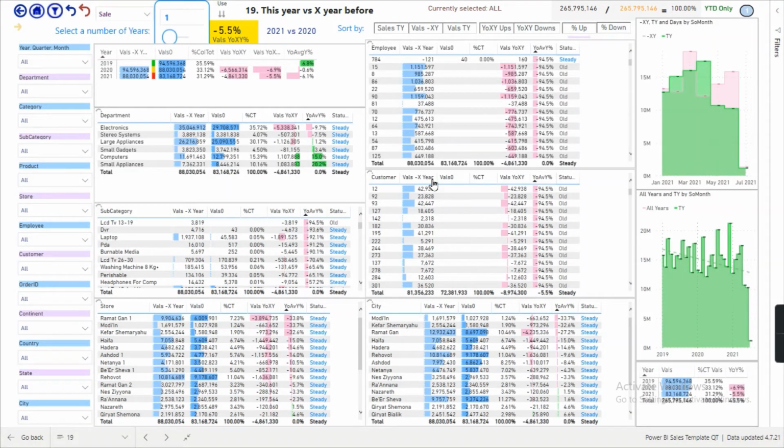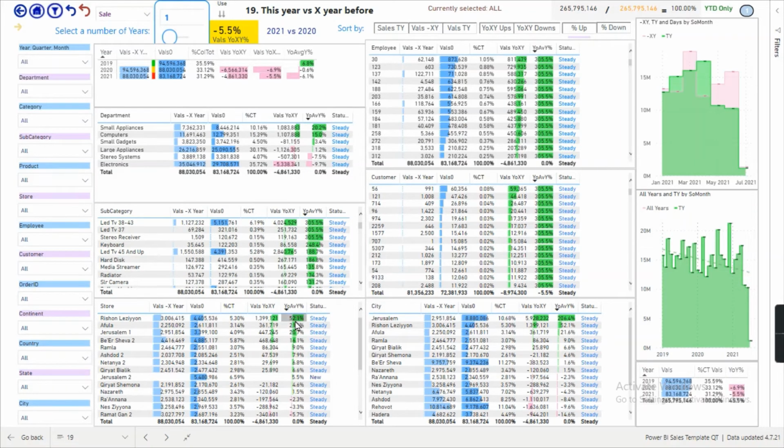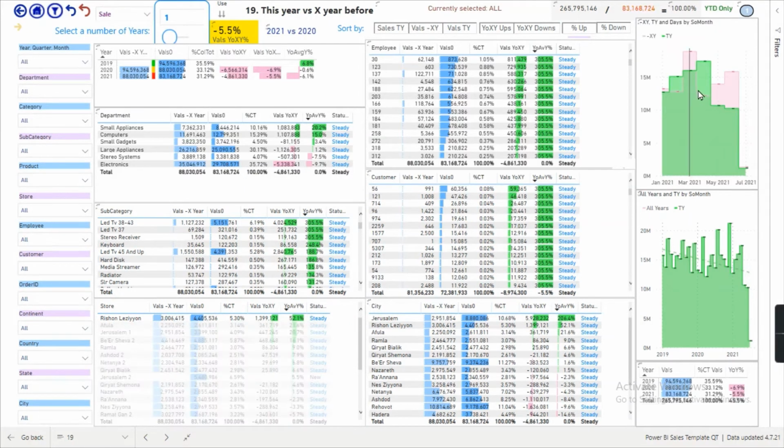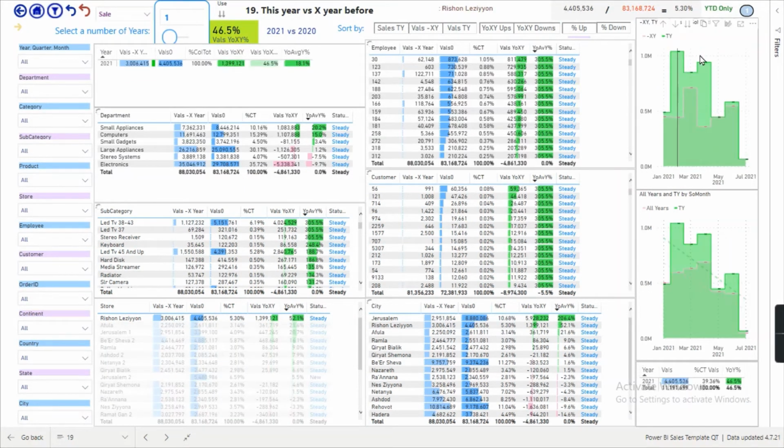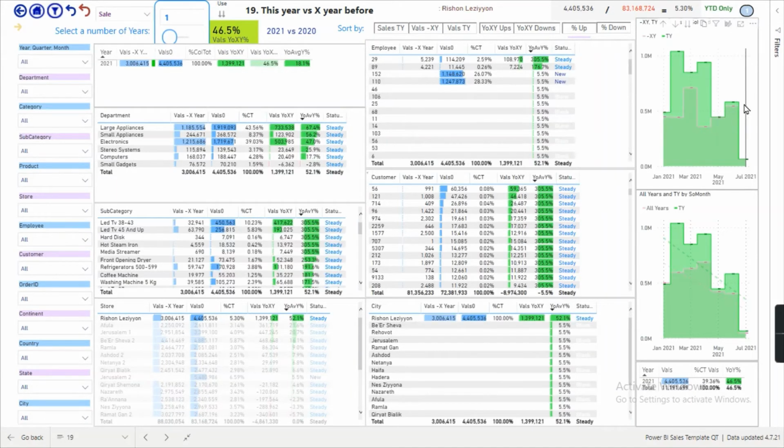Up. Let's see who is doing better this year. Rishon LeZion, Afula, and so on. Just for the sport, Rishon LeZion is really up over the red average line.